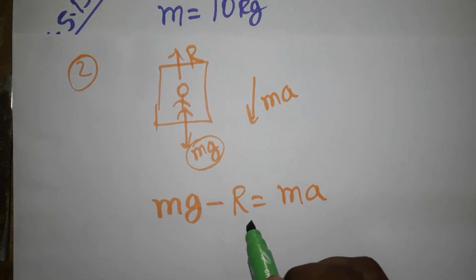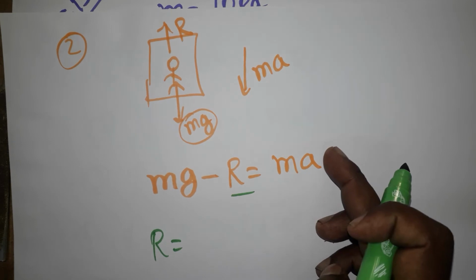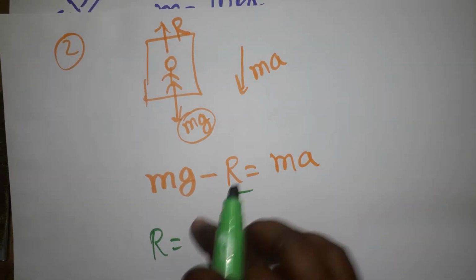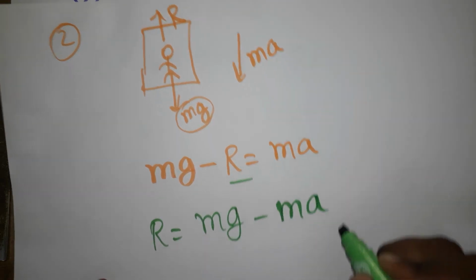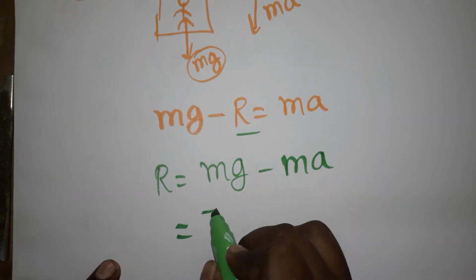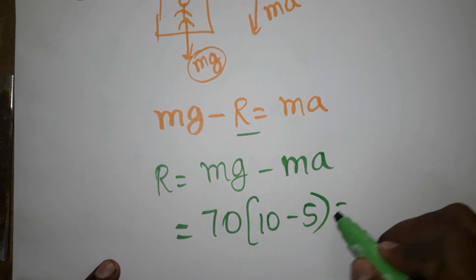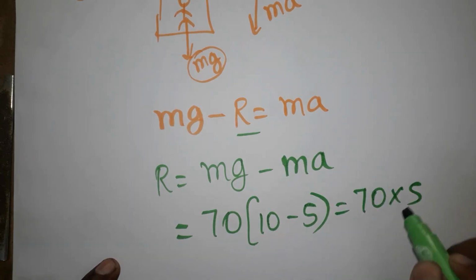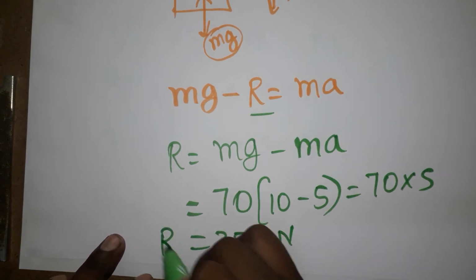Now if you want R, R is equal to this. You can bring this here, this you can take here, minus will become plus, this plus will become minus: mg minus ma. What is m? m is 70, common, you can take it out. What is g? g is 10. What is a? 5. So 70 into 5, I'll get 350 Newton. 350 Newton, it is a reactional force.